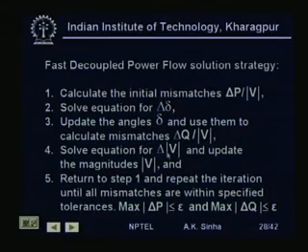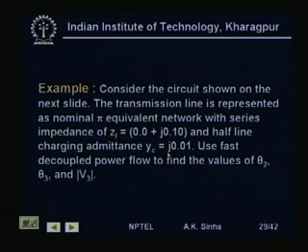Now, we will take one example for solving a power flow using the fast decoupled method. So, consider the circuit shown on the next slide. The transmission line is represented as a nominal pi equivalent network with series impedance ZL equal to 0.0 plus j 0.1 and half line charging admittance Yc equal to j 0.01. Using fast decoupled power flow, find the values of theta 2, theta 3 and V 3.